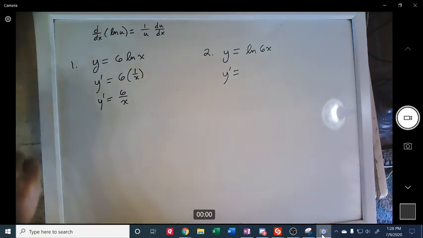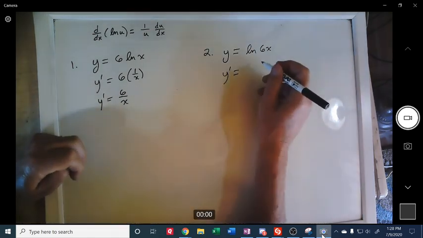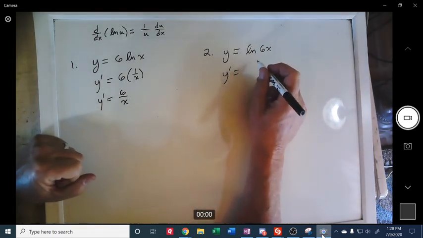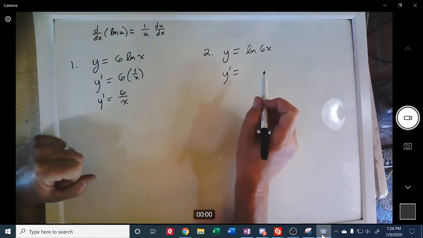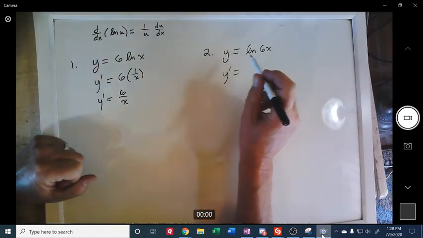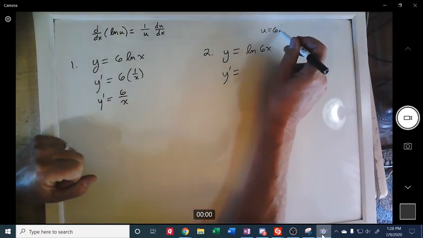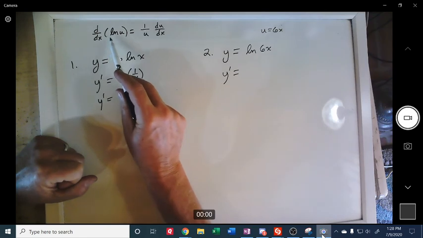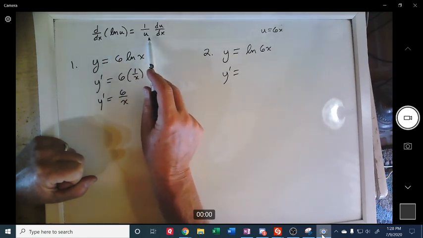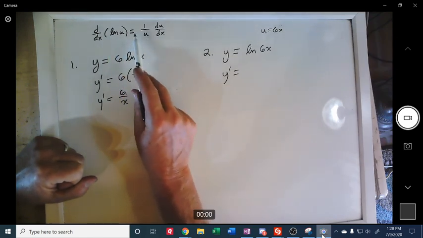Okay, anybody need more time? All right, group 4, what are you getting for this? 1 over 6x. It feels like 1 over 6x, but there's something wrong with that. The u in this case is 6x. So you're kind of using this rule right over here. The derivative of ln u is 1 over u.